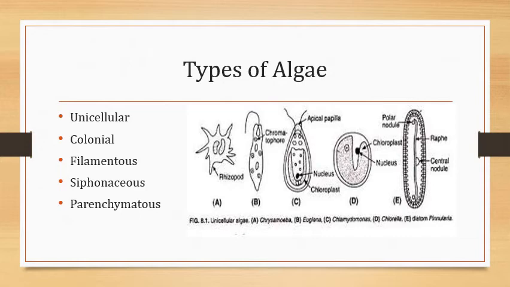And the next category is parenchymatous algae. Many algae possess flat tubular thalli formed by the division of cells in 2 or more planes. The daughter cells do not separate from the parent cell and give rise to parenchymatous thallus. Example is Ulva and Sargassum.